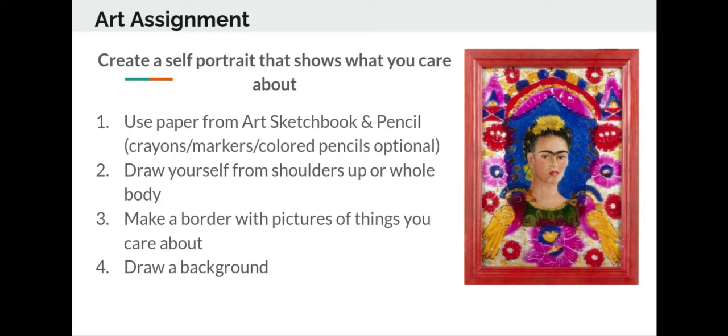You may draw yourself from the shoulders up, or you may draw your whole body. We haven't talked about this word border yet, but I'd like for you to create a border around your picture. A border is like a picture frame. And inside of that frame, I want you to draw images of things that you care about, like your cat, or maybe your pencils, maybe your soccer ball, or your surfboard, or patterns or shapes or designs that represent who you are, and they will go all the way around your self-portrait.